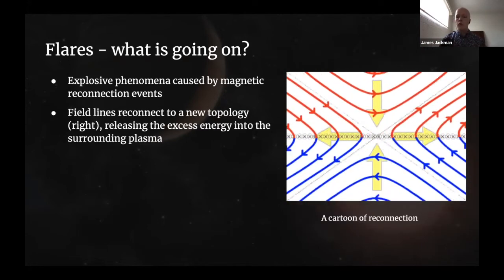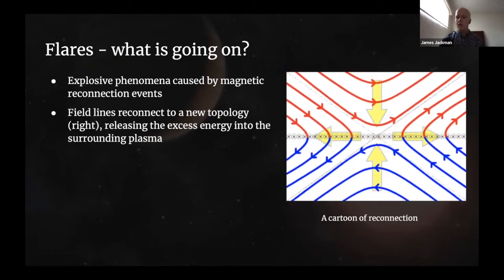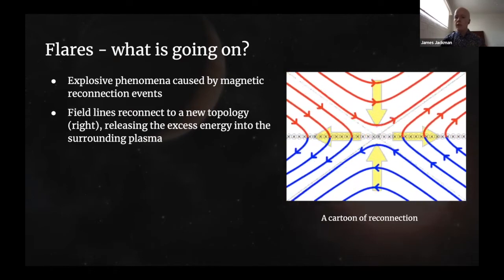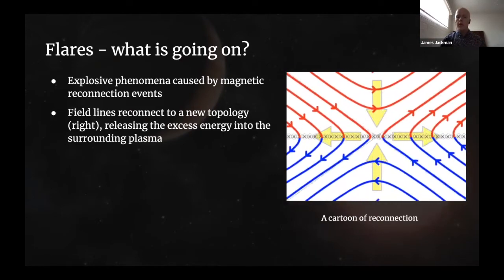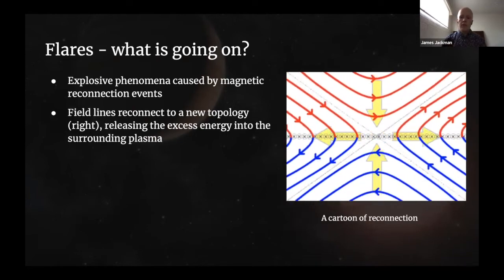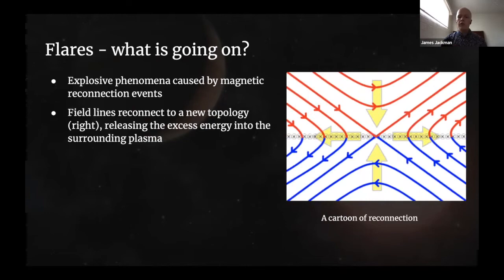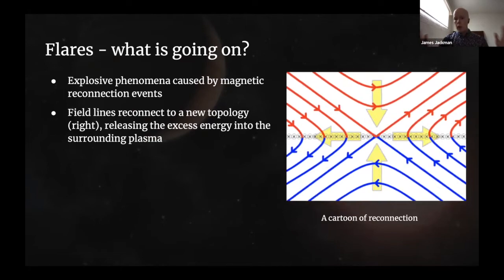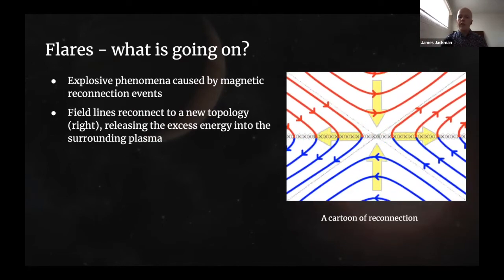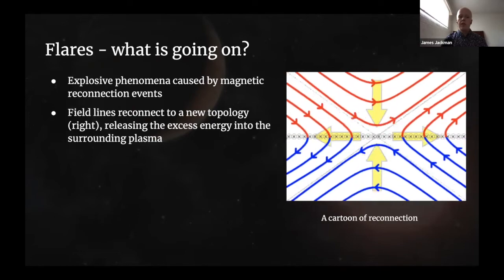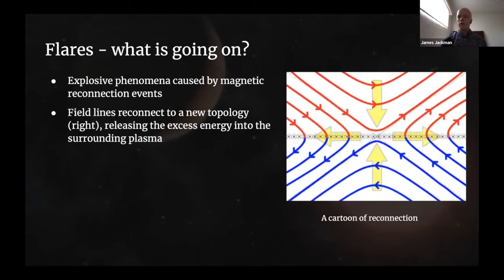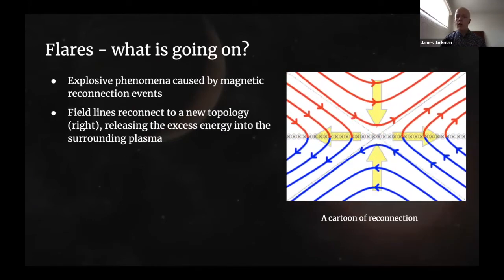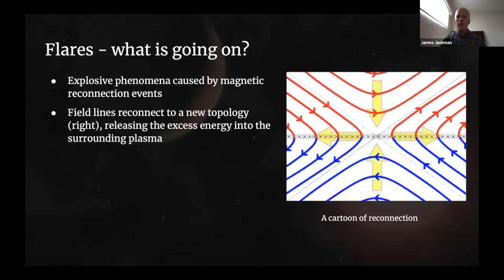Instead, they undergo what's called a reconnection event, where this cartoon on the right-hand side shows what's going on. Oppositely directed magnetic field lines, as they're pushed together, undergo an almost instantaneous breakage and reconnection, which then transfers them to a lower energy state. As they do this, they move away, and the excess energy that's released when they transfer into that lower energy state is released into the surrounding plasma. This is released as a combination of thermal energy into the surrounding plasma and then kinetic energy of the charged particles in the surrounding plasma.